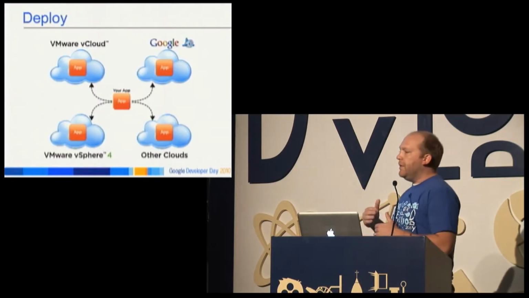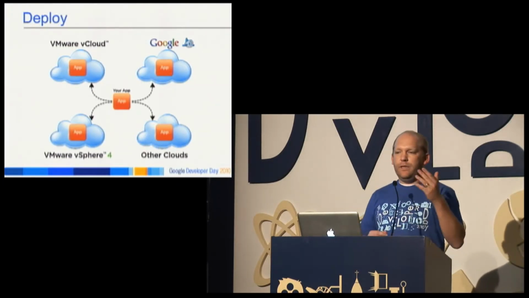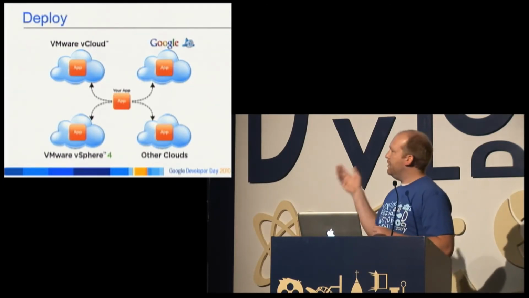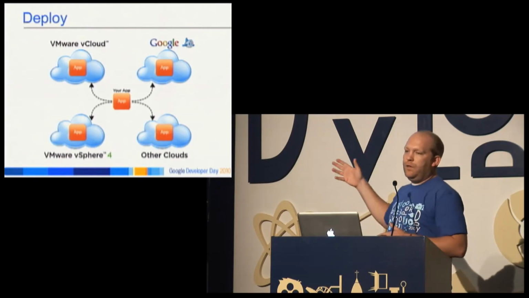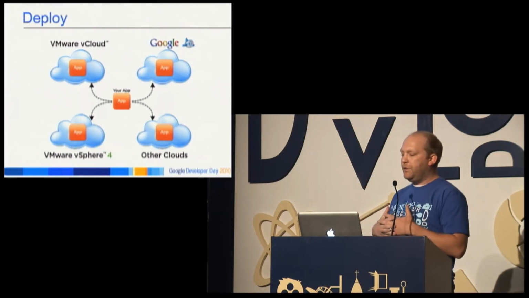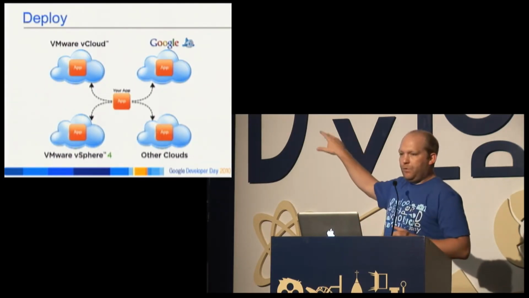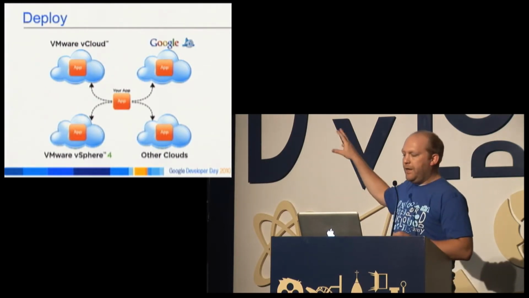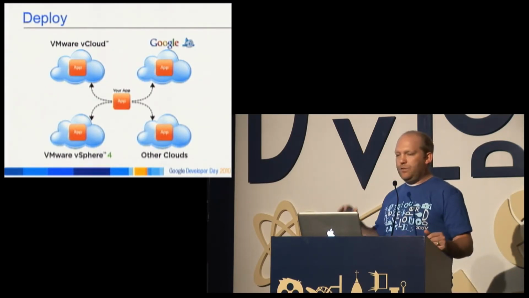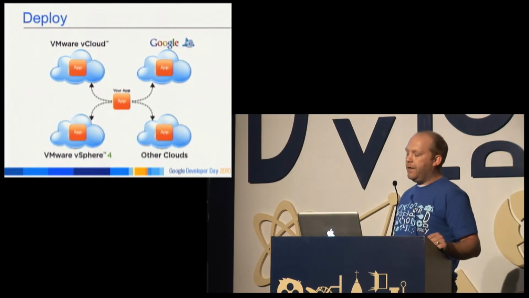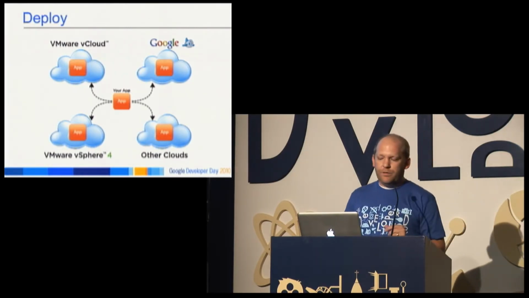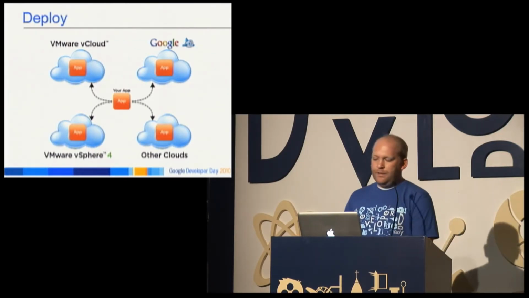So then finally, when you're done bootstrapping, iterating, debugging, optimizing, you want to deploy. And this was the goal from a high level when we went to integrate the two products: that you should be able to choose one of these to deploy to. VMware vCloud, Google App Engine, VMware vSphere, any other cloud. And we actually made that happen. So I want to show one more demo before we move on.